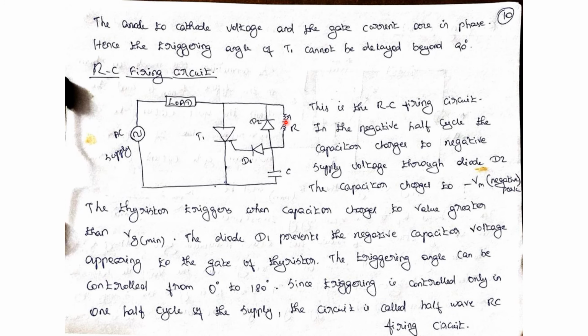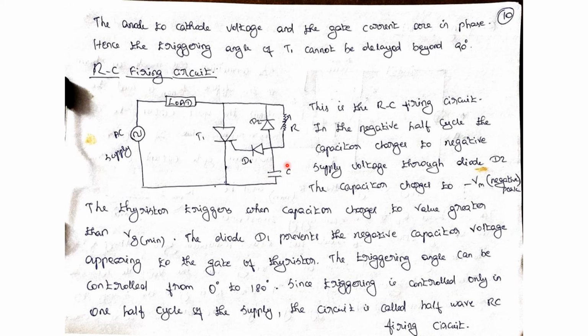In the positive half cycle, the thyristor triggers when the capacitor voltage is greater than VG, the minimum gate voltage. It will be triggered when the capacitor voltage is greater than the minimum gate voltage.